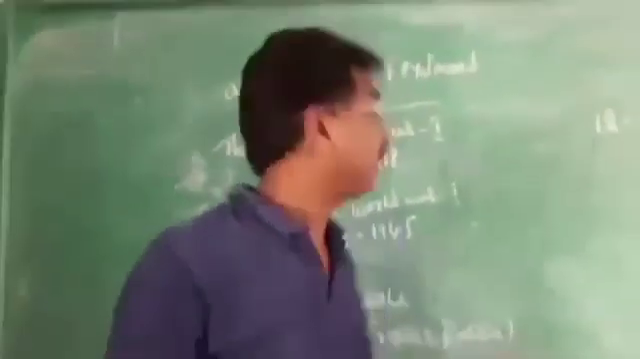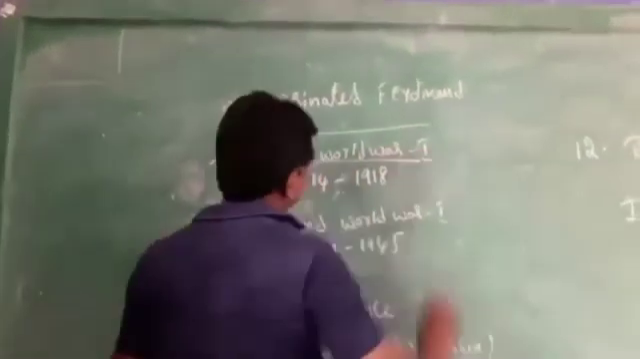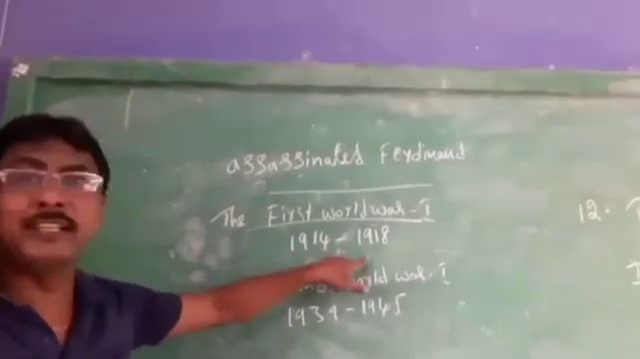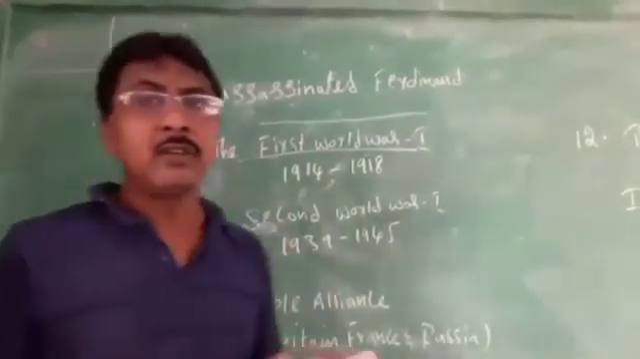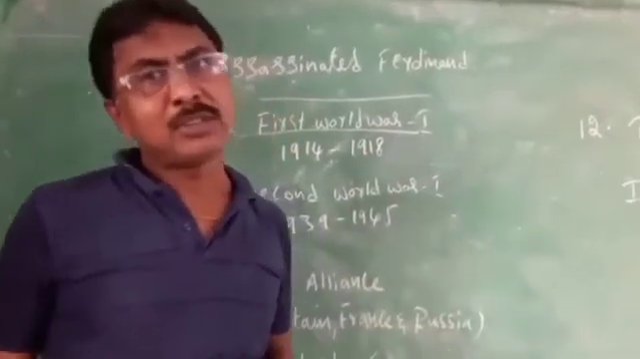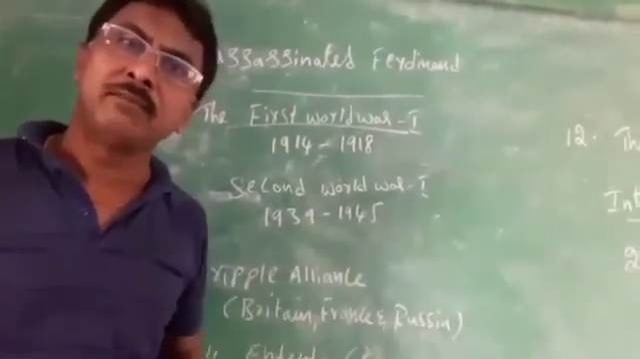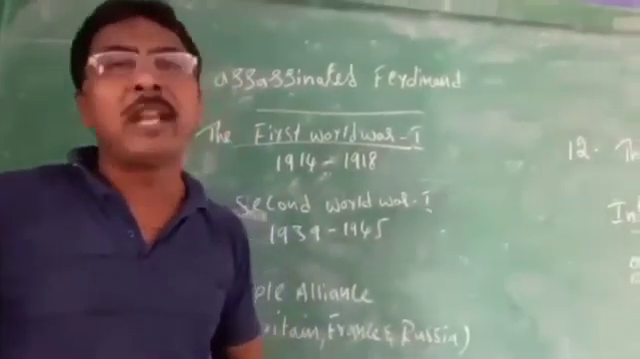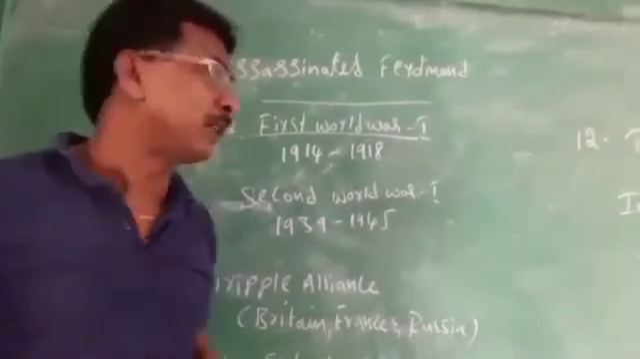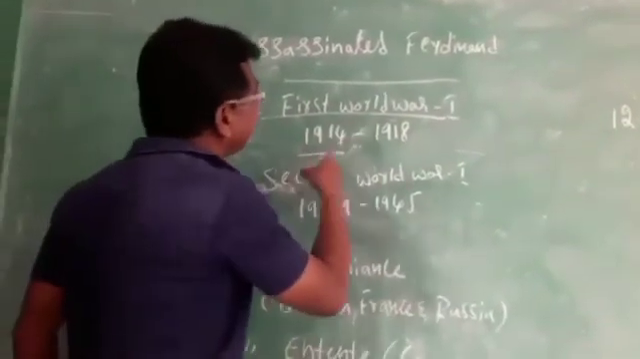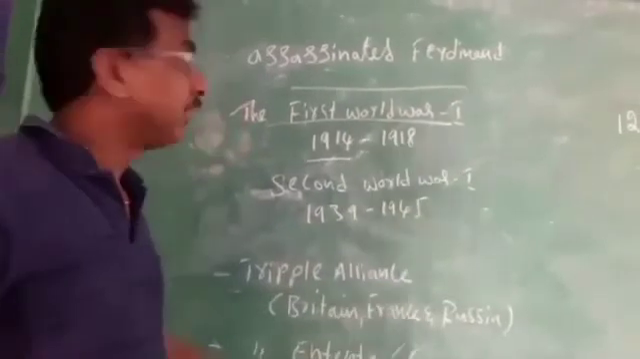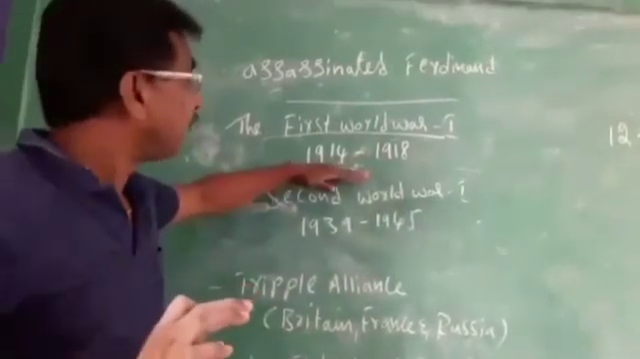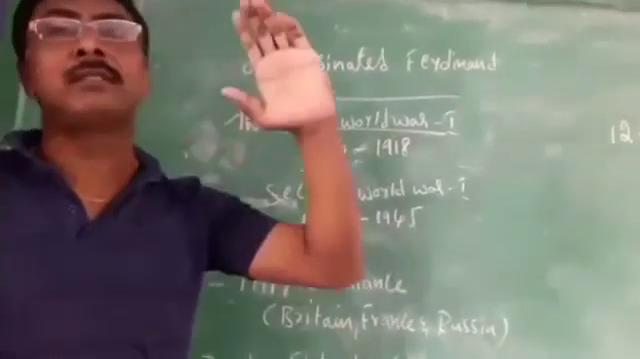You should know that in history, the first world war happened in 1914 to 1918. Listen, this is history. If you go to the group exams or any exams you are writing, compulsorily they will ask you, when did the first world war take place? The first world war took place in 1914 to 1918.